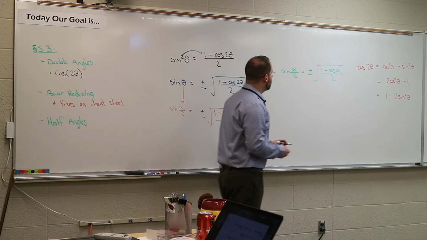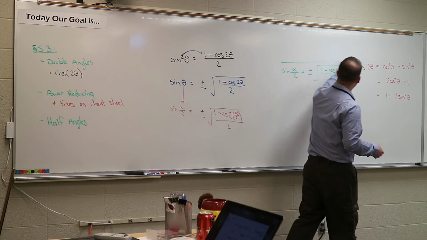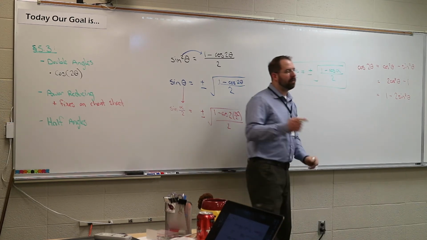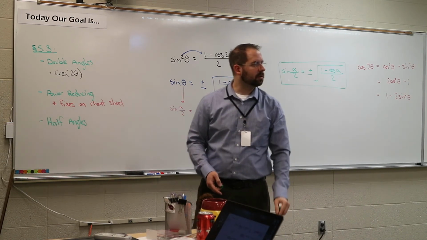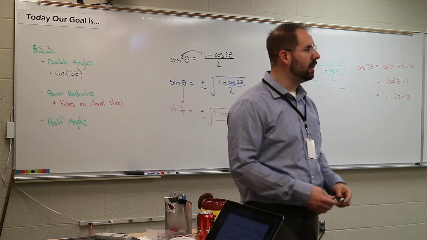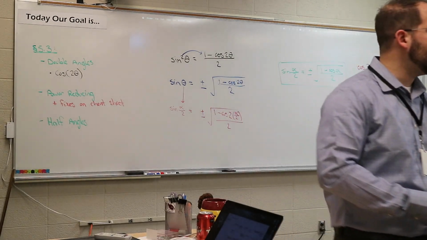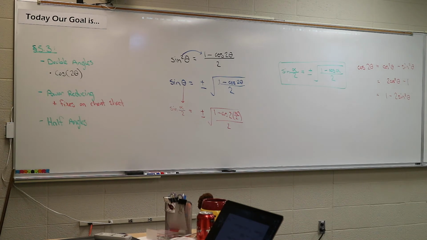What you have right here, you need to add to the bottom of your property sheet, and you need to relabel these as the new half angle formulas. Half angles, this is one of them. We're going to do cosine tomorrow, and we'll do the formulas for tangent tomorrow. Tangent actually has 3 of them.